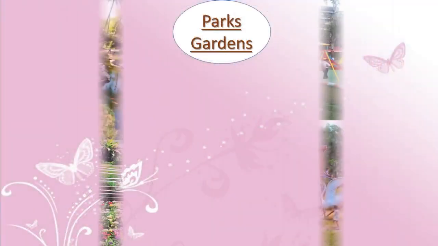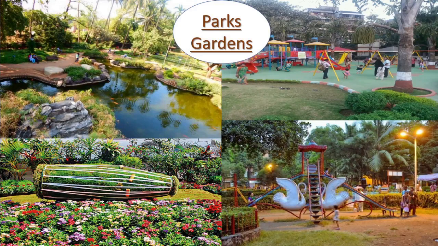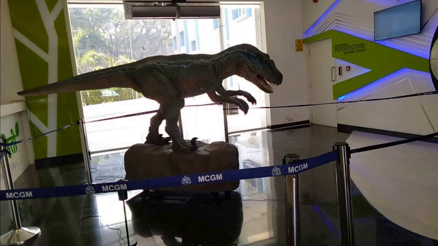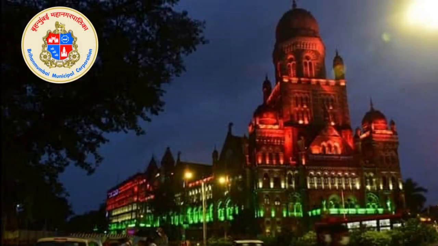See, parks and gardens. So beautiful parks are available for the people. So many gardens also are there for the people and for the children. See, this is Jijamata Udyan in Byculla. Yes, dear children, fulfilling these needs is the responsibility of the local government body. People elect their representatives to the local government body to attend to these needs. Right? They are called corporators.